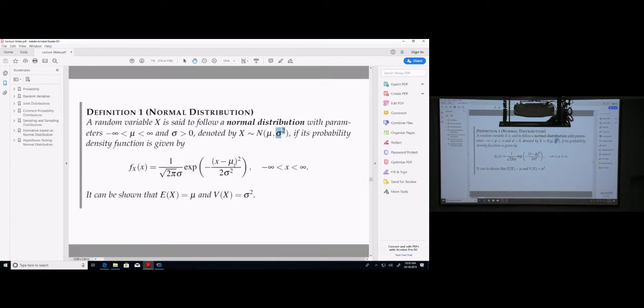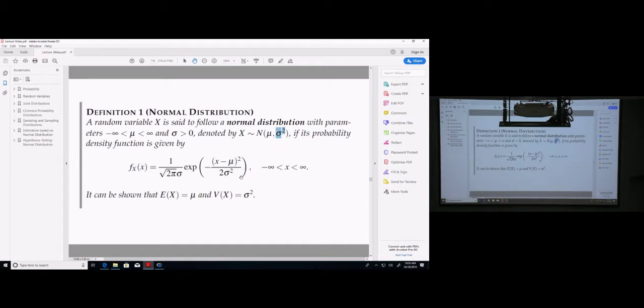X minus mu will be in the unit that you are measuring. Suppose you are measuring height, it would be meter square, and the sigma square will also be meter square. So this is actually a real number. It is unitless, all right?